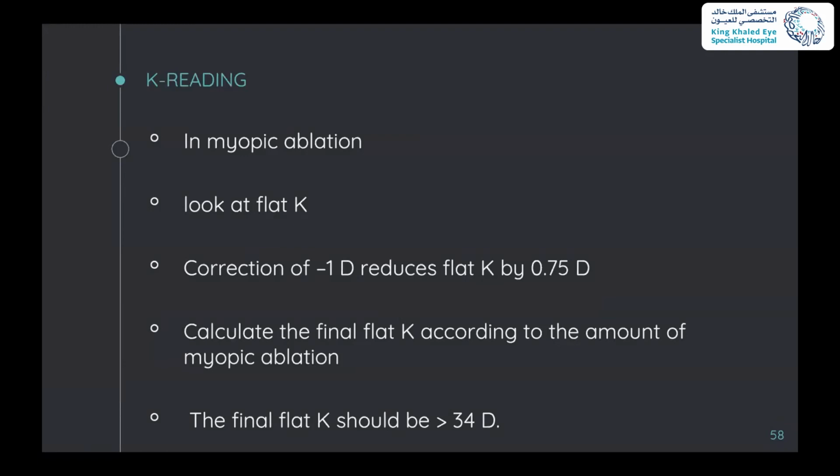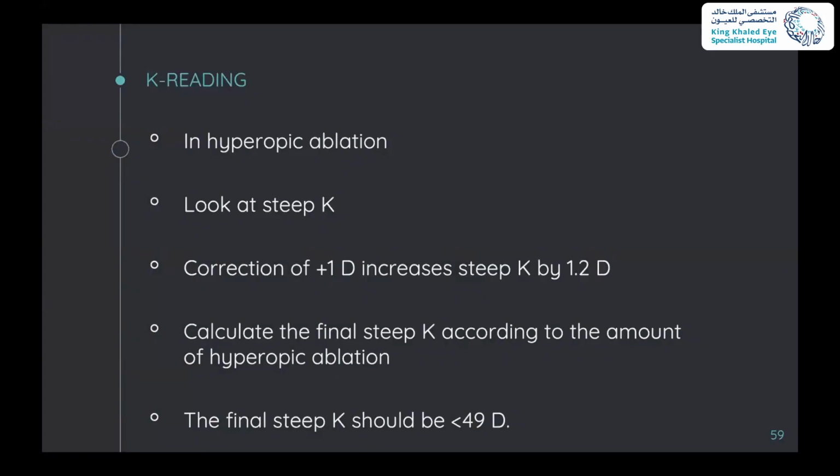So the final flat K should be according to the amount of myopic ablation, and this should not go down less than 34. In a hyperopic patient, the hyperopic ablation, we need to look at the steep K. Each one diopter of hyperopia will increase the steepest K by 1.2 diopters. And the final steep K, according to the amount of hyperopic ablation, should not exceed 49.